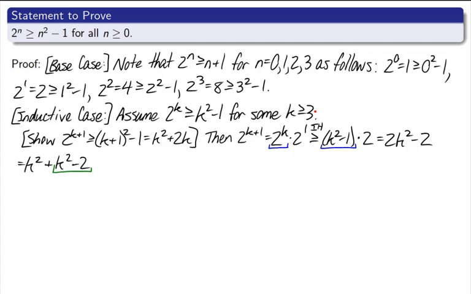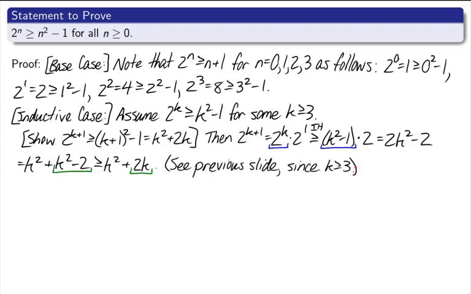This is why I got a little bit ahead on my base case and did all these first examples, because I knew that I needed k greater than or equal to 3 to do this very step. Now if you had not done some of this in advance, maybe you wouldn't know that you need k greater than or equal to 3. But again, the idea is, if you run into a snag and you need k to be a little bit larger, just go back and add a few base cases. We get k squared plus 2k by using the previous slide, since k is greater than or equal to 3.